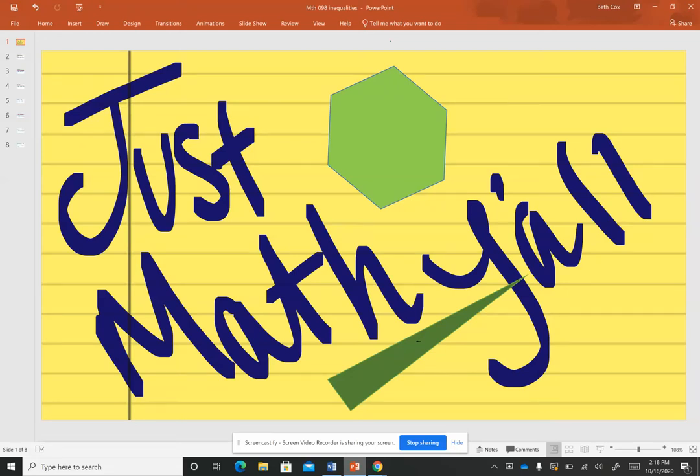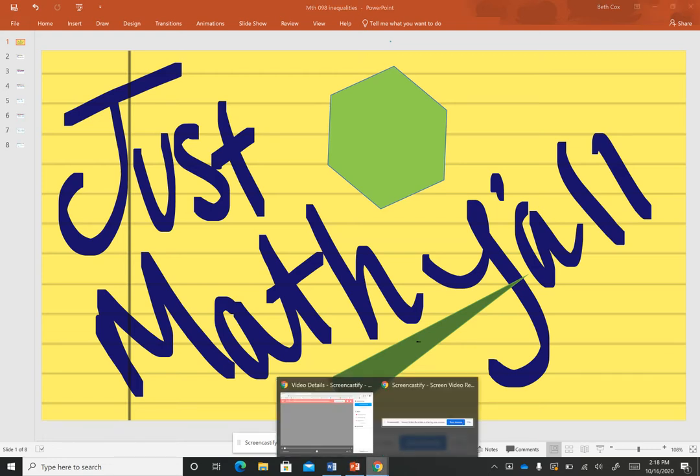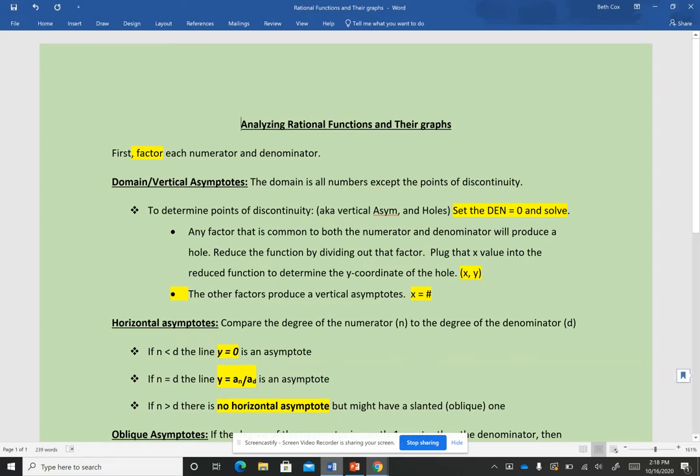Right, welcome back. We are going to finish up our rationals. We're going to look at some graphs of rational functions and see if we can't pick them out. There's no forcing on the graphing because it's going to be primarily multiple choice. So let's just look and see if we can pick out some graphs.